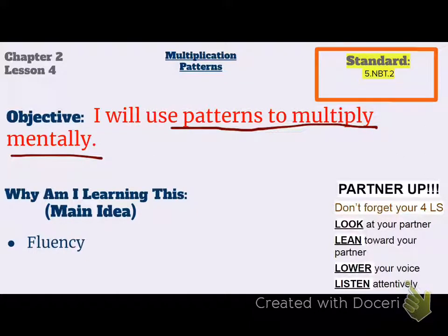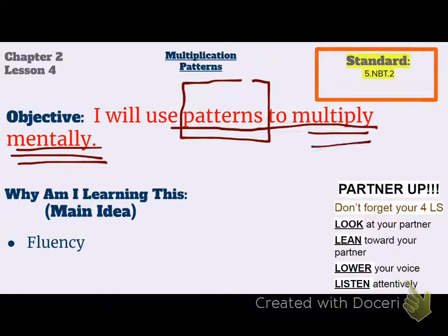Something that stands out to me is that word mentally. What I'm hoping is that you'll be able to solve the problems that are in front of you in your mind. So I'm going to give you some strategies or some patterns to notice. And once you notice those patterns, you'll be able to multiply in your mind.